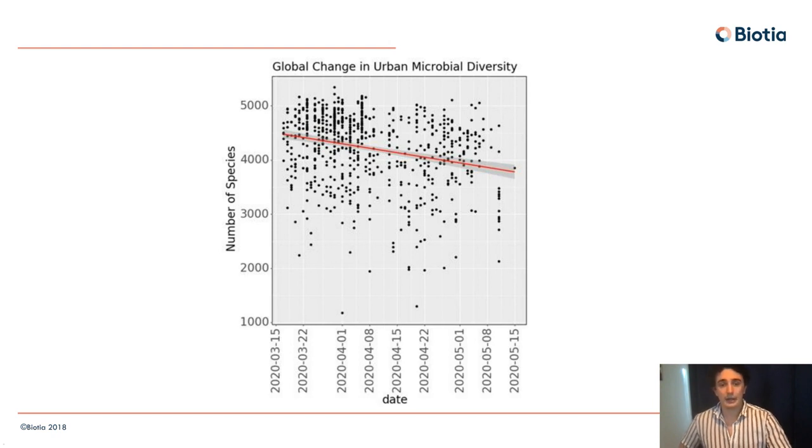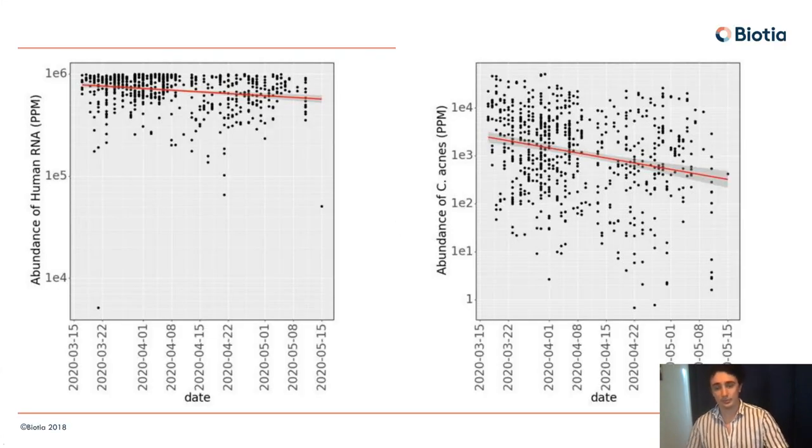And this drop is corresponding with a drop in the fraction of human RNA that we're seeing in these samples, so that's just actual human shed that we see in these samples, and the number of human-associated microbes that are in these samples. So we see these big species richness drop-offs that we believe is probably driven by a decrease in humans interacting with public spaces.